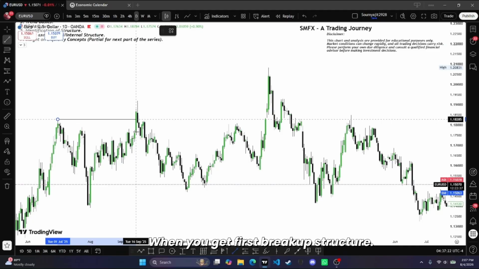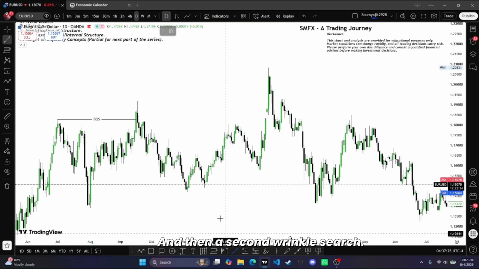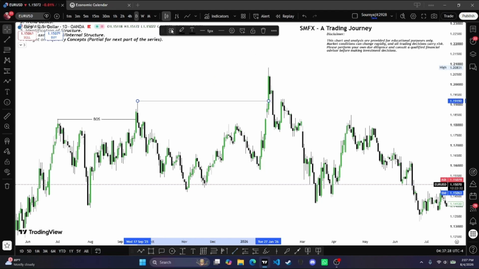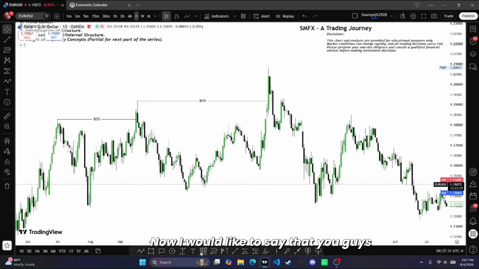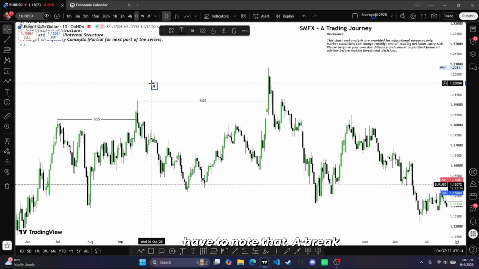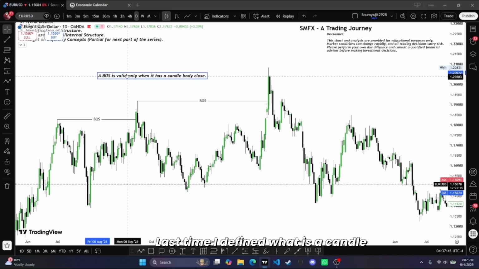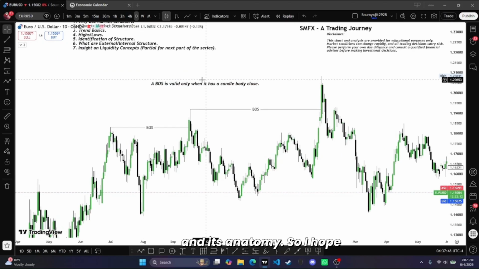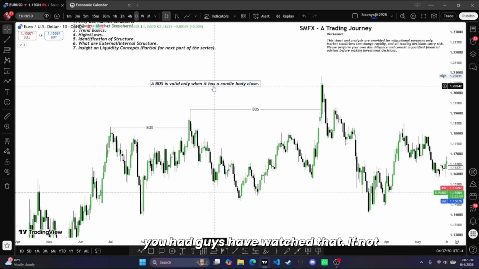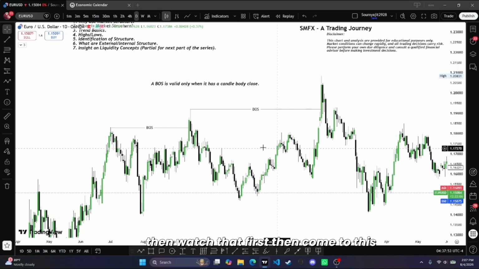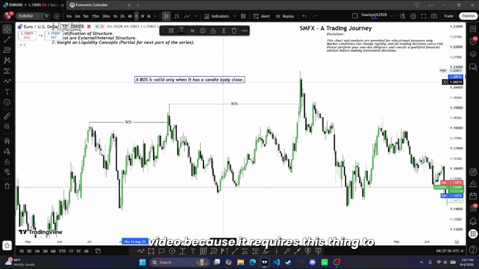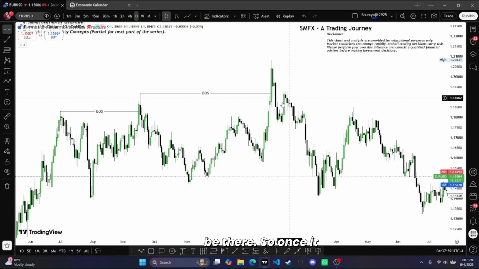We get first break of structure and then a second break of structure. Now I would like to say that you guys have to note that a break of structure is valid only when it has a candle body close. Last time I defined what is a candle and its anatomy. So I hope you guys have watched that. If not, then watch that first, then come to this video because it requires this thing to be there. So once it closes the body above, we can consider that as a break of structure.